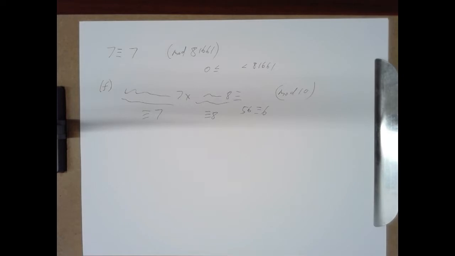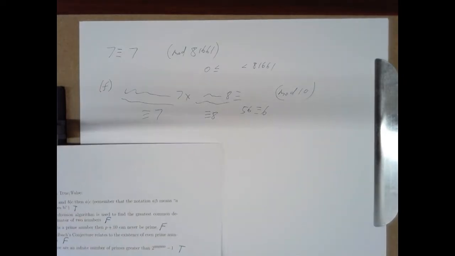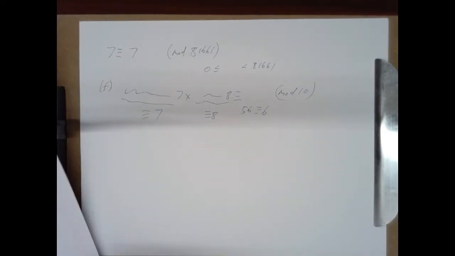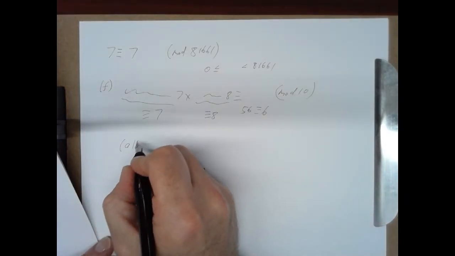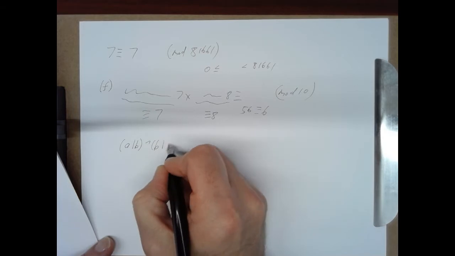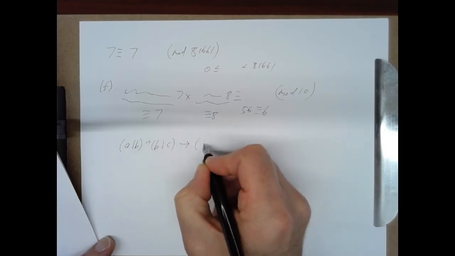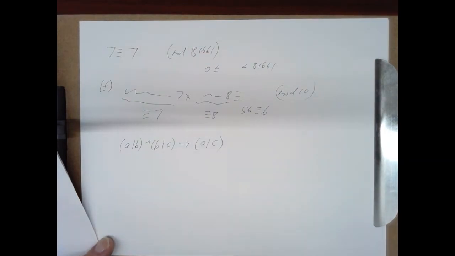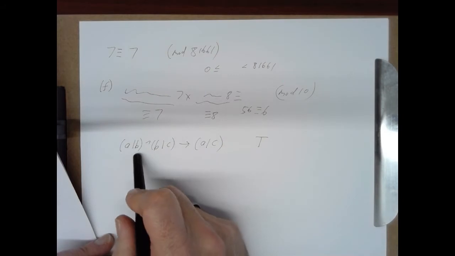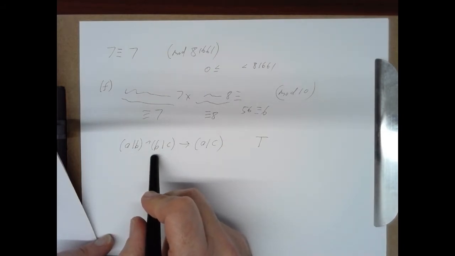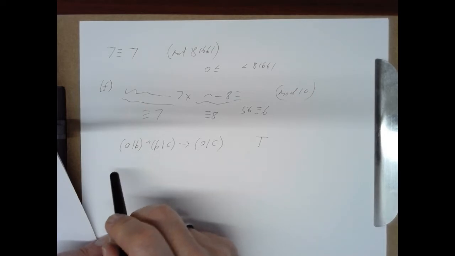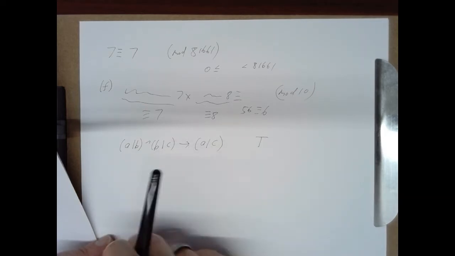So that was a one-pointer. All right, true-false questions. A divides B and B divides C implies A divides C. True or false? Totally true. This is saying that B is a multiple of A and C is a multiple of B. And since B is a multiple of A, C is definitely a multiple of A, which is what A divides C means.